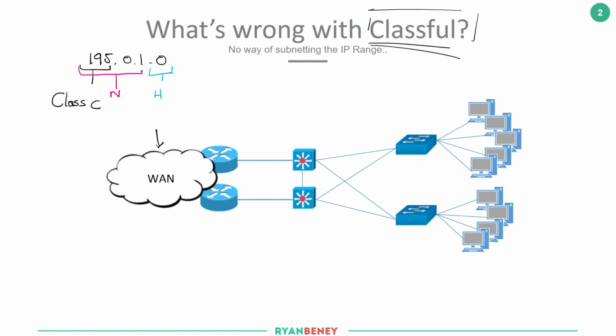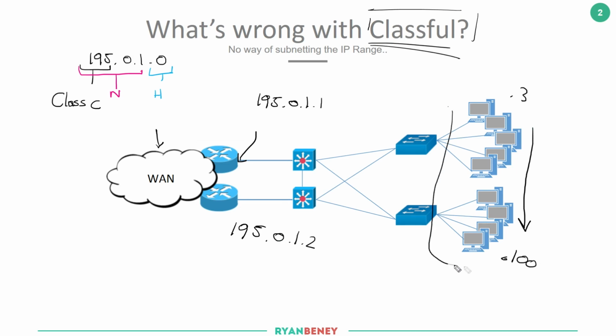So what we've done then on the back of this was assign these IPs to our network. This particular router here, let's say, got 195.0.1.1. This one down here got 195.0.1.2. And then we had .3 all the way up to, let's say, .100, all being used for our PCs over here. So we had a lot of IPs being used, but remember, in a class C, there were 254 usable, and we were only using 100 of them. So we still had 154 left over.